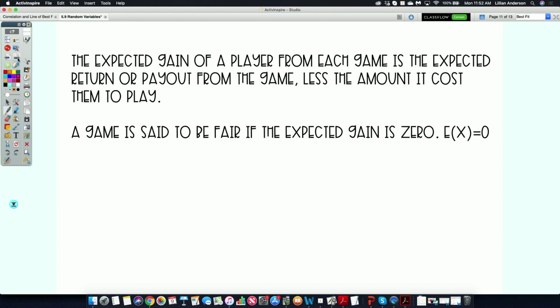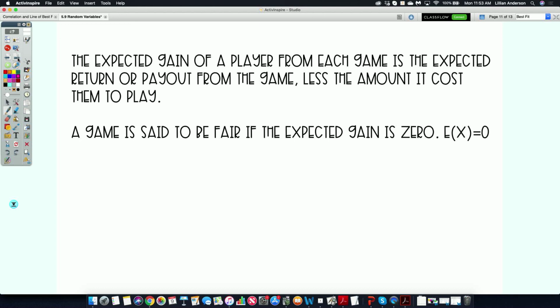This also is seen when we're talking about games and fairness, whether or not a game is fair. To be fair, that means the expected value is equal to 0. The expected value is equal to 0 if a game is said to be fair.